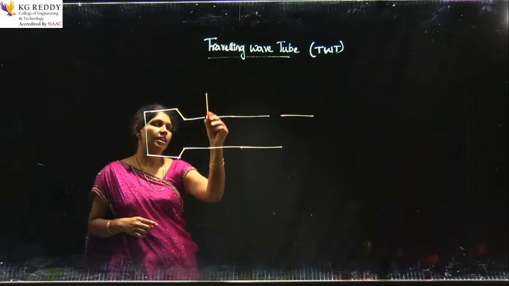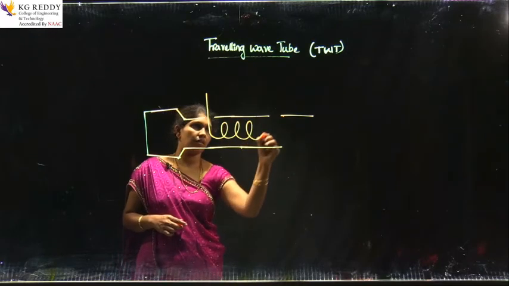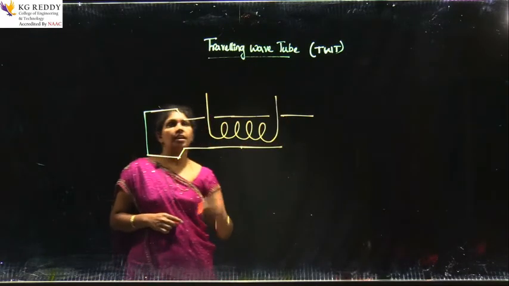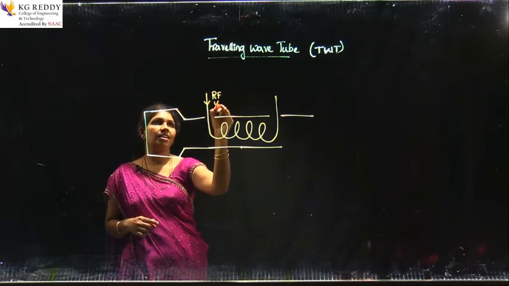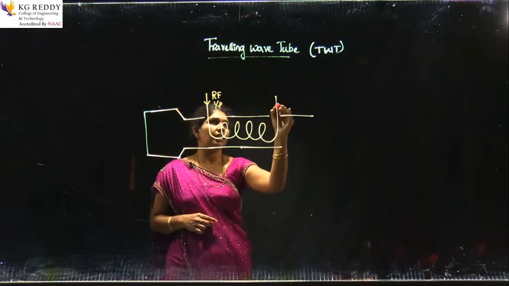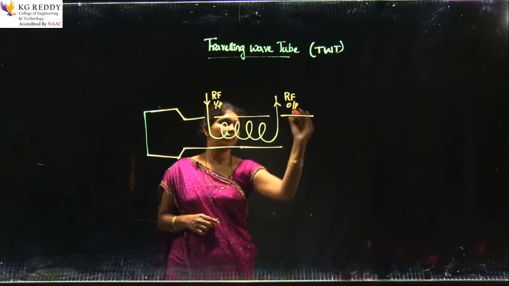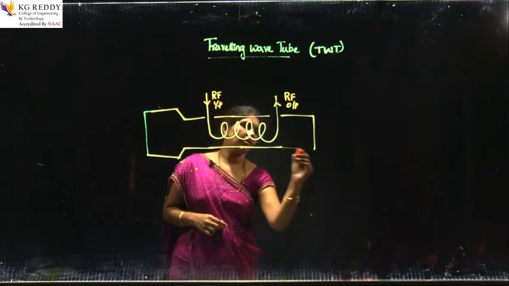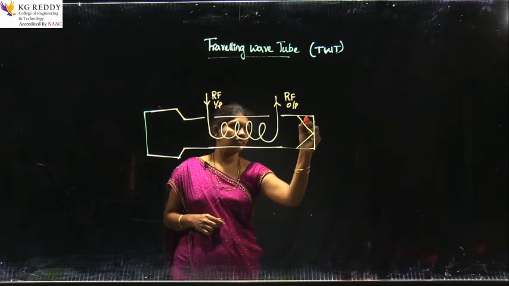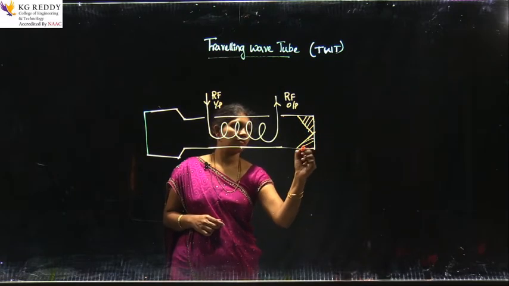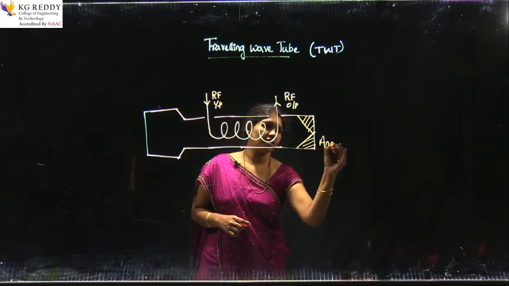This is the entry point of the slow wave structure. Here the RF signal is given as input, and the RF signal is taken as output here. Now this part of the device is called collector. The collector is also called the anode of the structure.